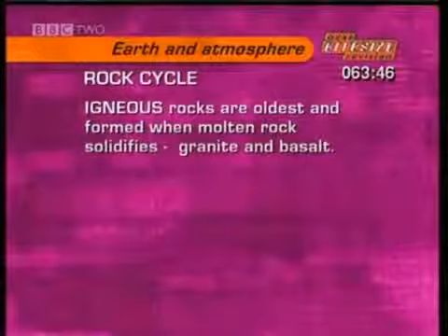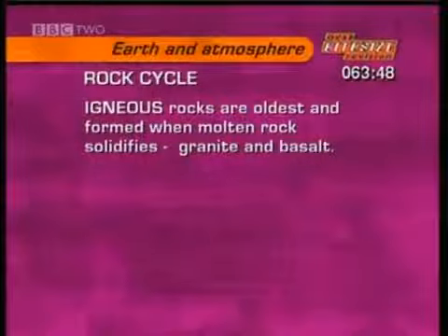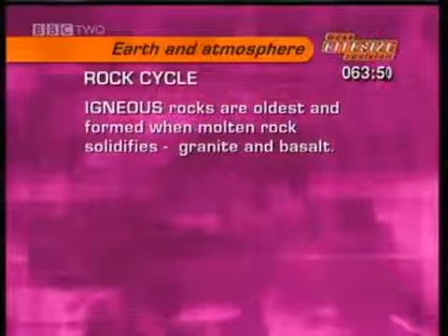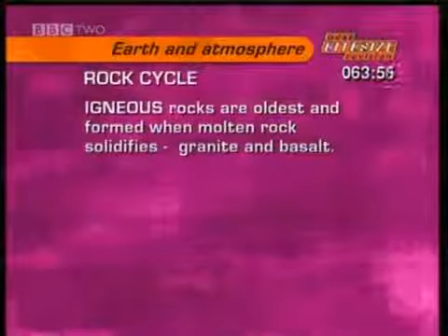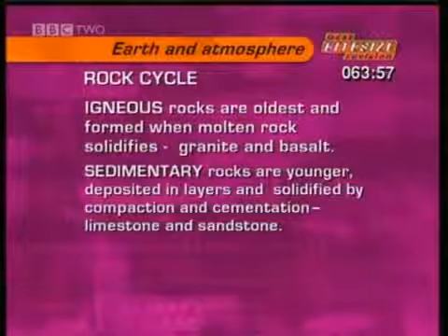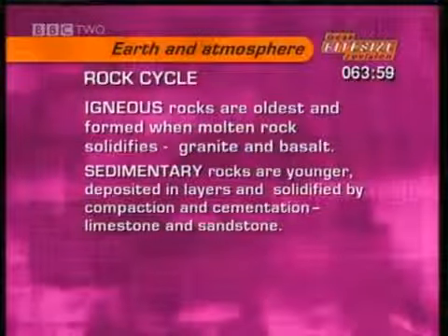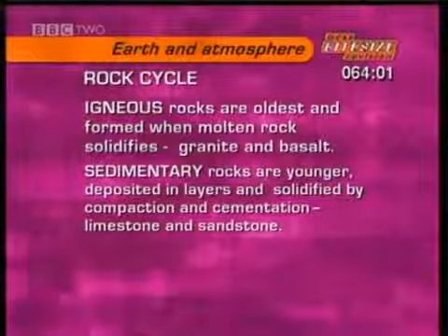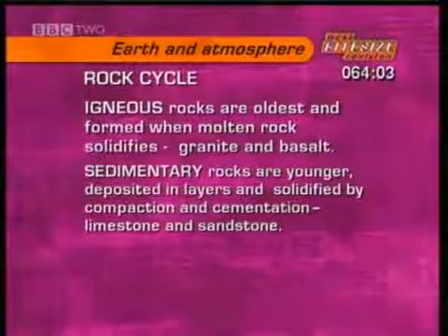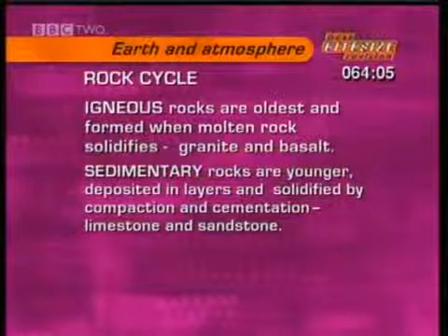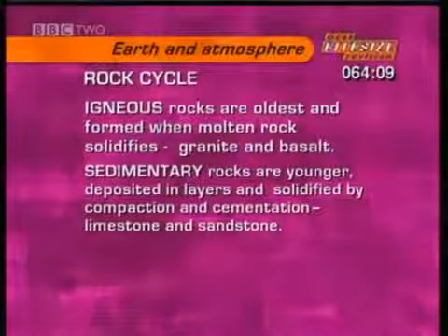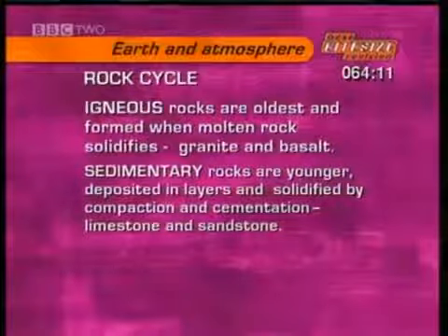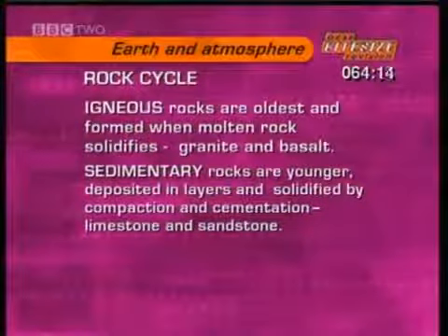Igneous rocks are the oldest rocks on the Earth. They were first formed when the molten Earth began to cool down and solidify. Examples of igneous rocks are granite and basalt. Sedimentary rocks are younger. They are deposited in layers made from eroded particles of igneous rock and other material. They're changed into solid rock by pressure and heat, compacting and cementing the lower layers. Examples of sedimentary rock are limestone and sandstone.